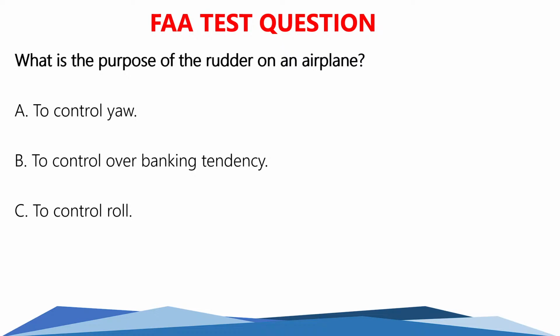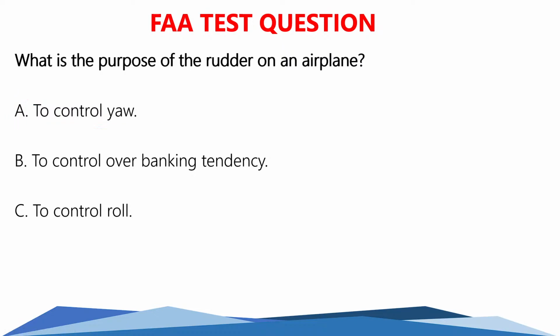All right. Sorry to cut off anybody, but let's go ahead and run through it. We got about 93% of the class with the correct answers. So the purpose of the rudder on the airplane is to control yaw. That is correct. We got a few people on B and C, but to control overbanking tendency, that's actually incorrect because it's the aileron control that controls the overbanking. And then C is also incorrect because roll is controlled by the aileron. So those are two completely different systems or flight controls when we look at them.